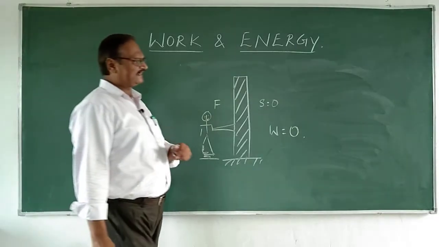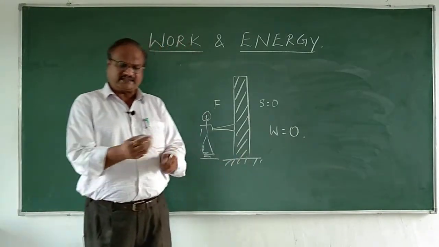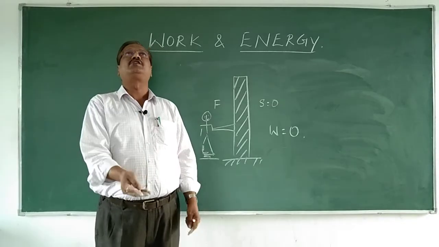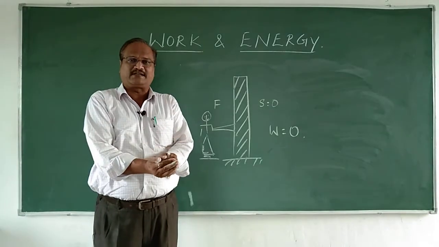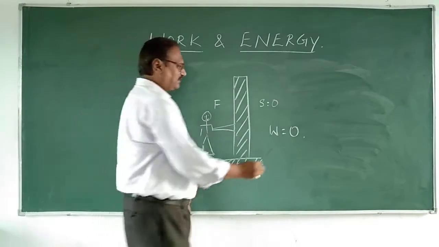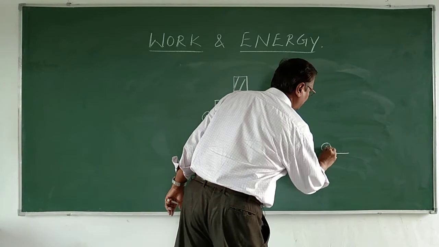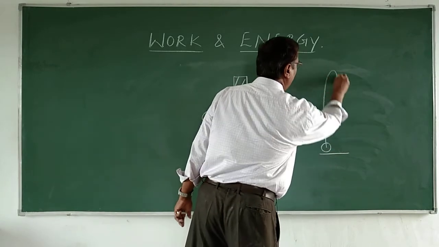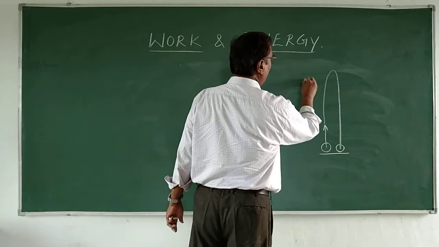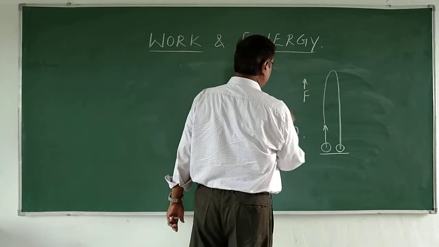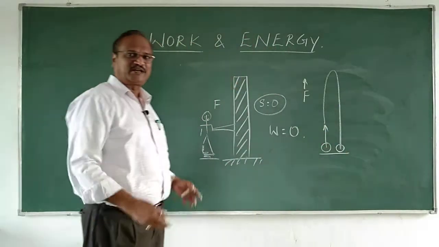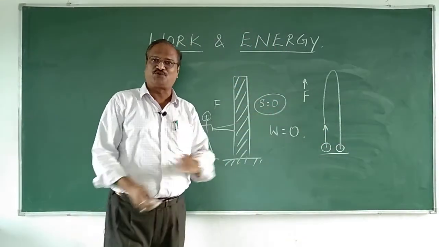I can give you another example. For example, I take this body and throw it up. I apply the force and I take it back. When the body goes up and comes back to me, now this is what is going to happen. I throw the chalk piece up and it comes back. Now I applied an upward force. But again, what is the displacement? Again, it has come back to the same point. So that means work done is 0.